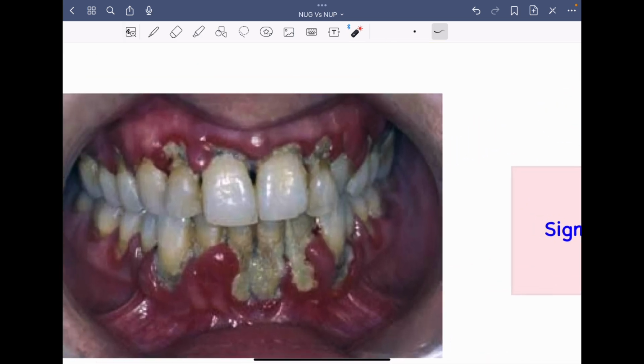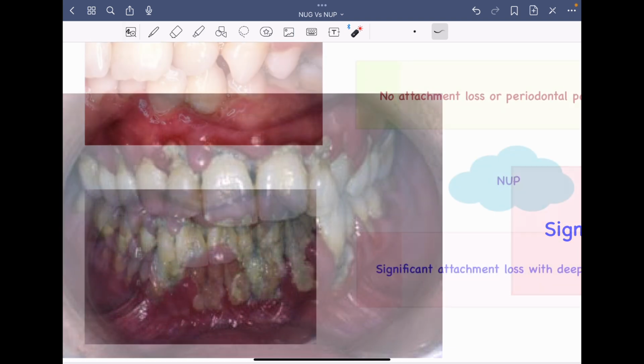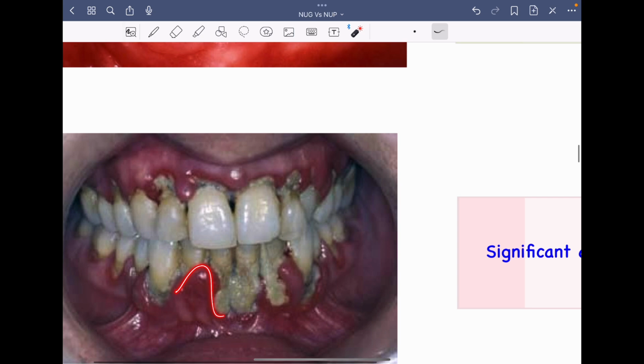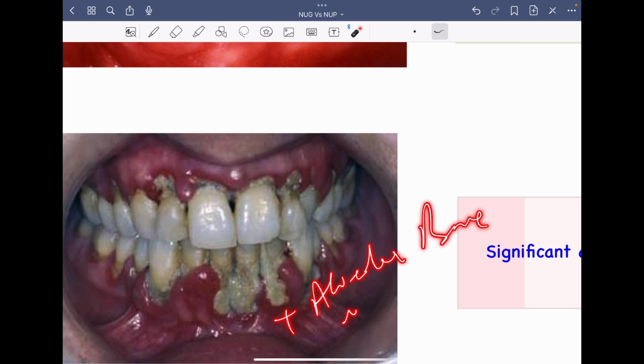Obviously you can appreciate, look at the condition. Here definitely periodontal pockets are present. Here you can make out the junctional epithelium is greatly compromised, the attachment epithelium is compromised. Definitely there is a deepening of the gingival sulcus we can appreciate from this clinical picture. There is significant attachment loss present over here, and also definitely there is involvement of alveolar bone. There is loss of alveolar bone as well.